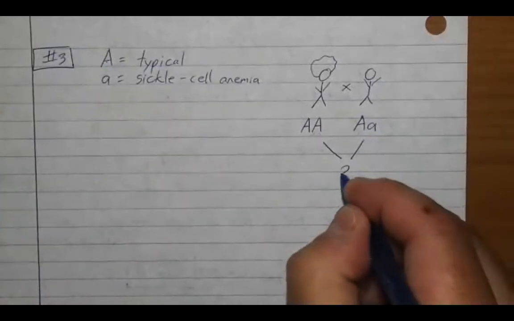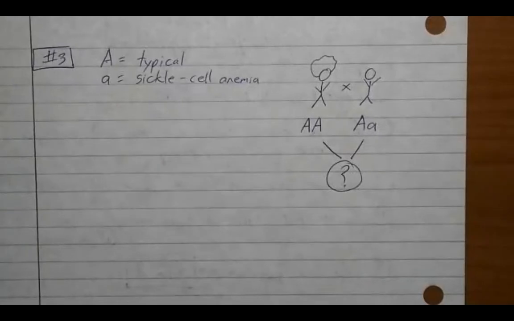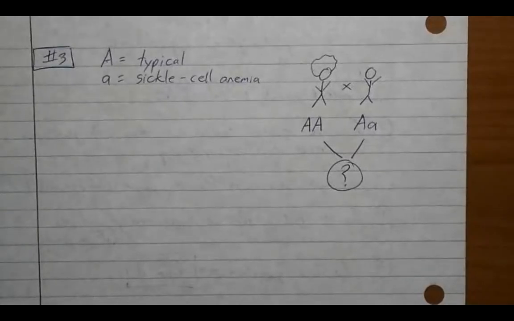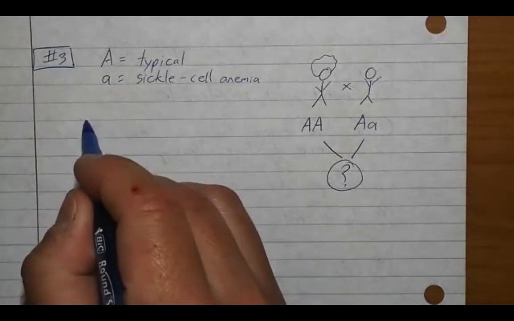They have a child. We don't know. That's what we want to know. Okay. So when I get to this point, I go, how do I figure out what the possible kids are? Punnett Square. That is correct. Okay, so I'm going to run my Punnett Square.